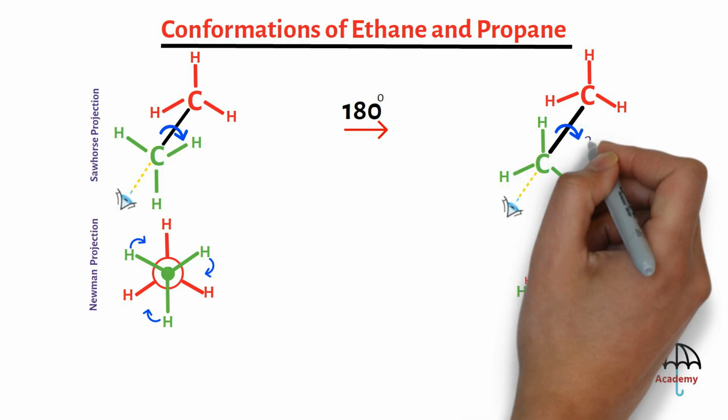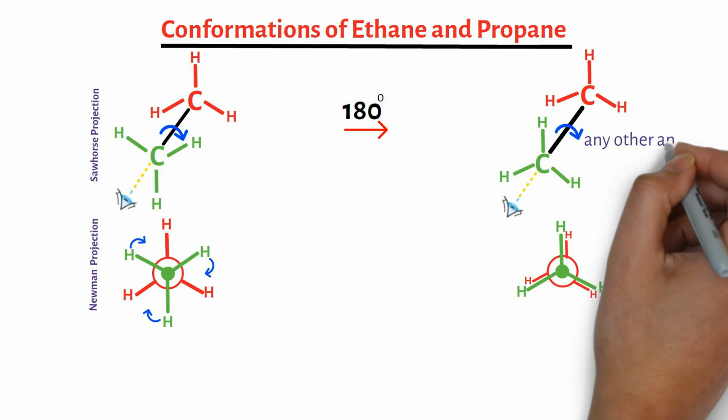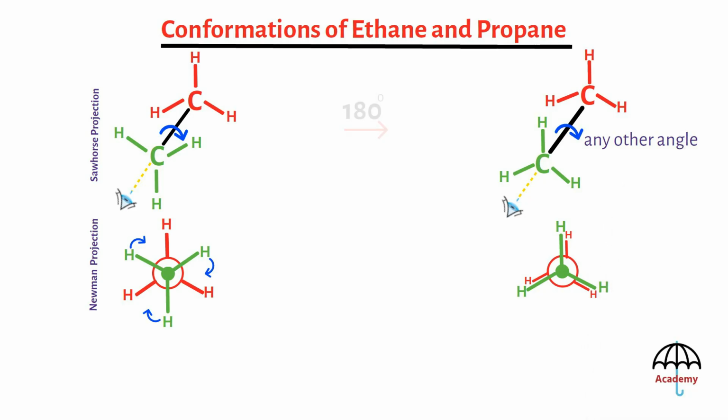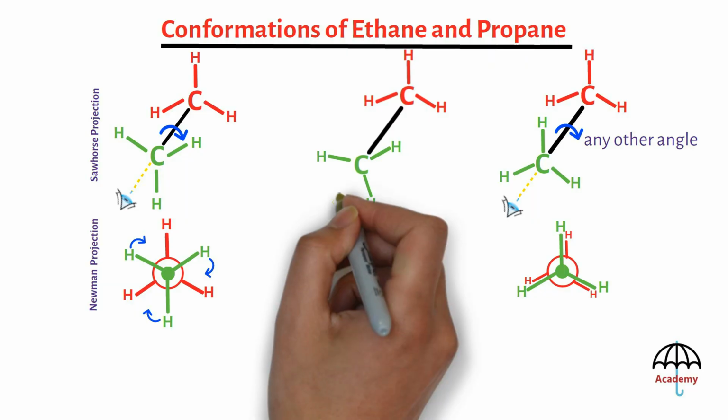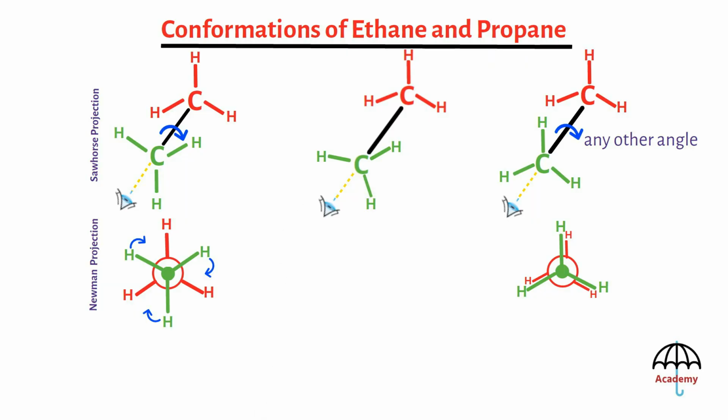If the front carbon is rotated by any other angle, for example, in clockwise direction, the sawhorse projection appears like this. This can be converted to Newman projection. The hydrogens on front carbon appear like this and hydrogens on back carbon remain unchanged. An infinite number of conformations are possible for ethane. Same as for any two atoms connected by a single bond and bonded to atoms, groups, or ligands.